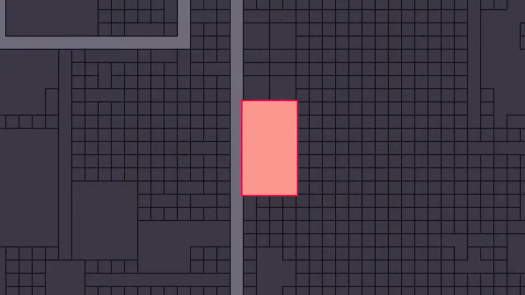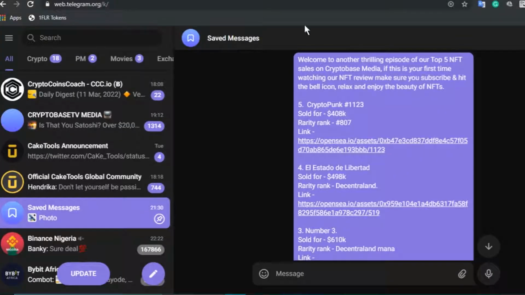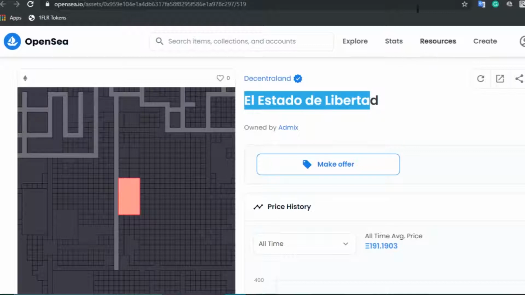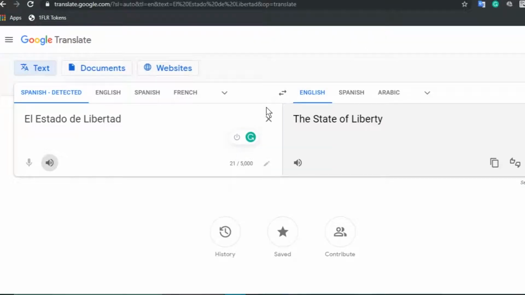So guys, the fourth NFT on my list is El Estado de Libertad. El Estado de Libertad was sold for a total amount of $498,000, and it's from the Decentraland Digital Land Collection. I don't even know if I got that pronunciation right, but I know it sounds Spanish. So let's make use of Google Translate and see what it means. Okay, El Estado de Libertad means the state of liberty. Well, I tried my best.